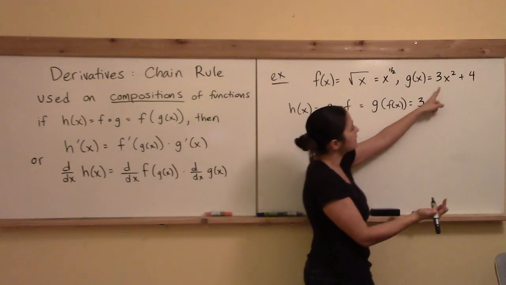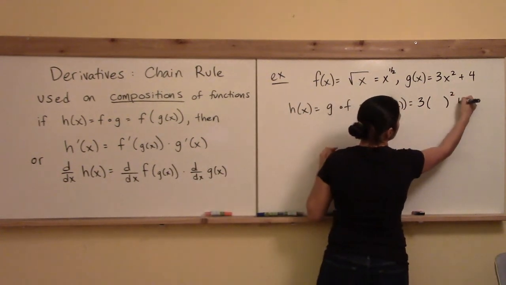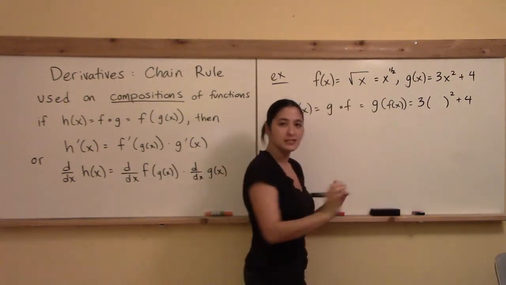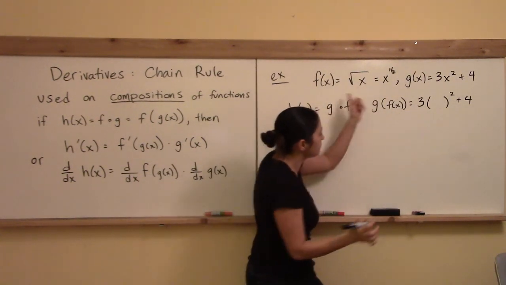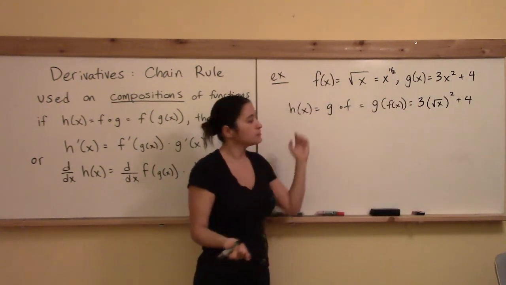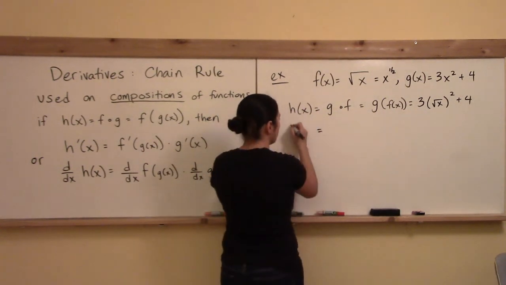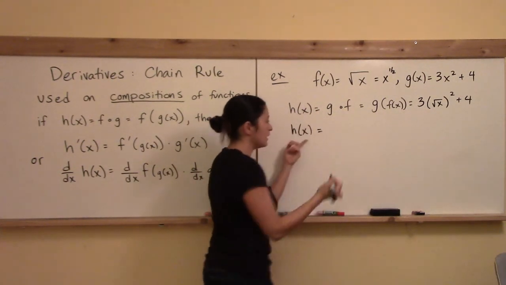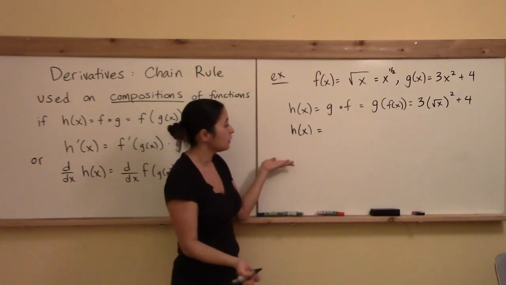So everywhere I see an x on the outer function, I'm going to open up a parentheses, and inside that parentheses, instead of putting the letter x, I'm going to put the entire statement of f of x, which for this is the square root of x. Okay, so that's g composed with f, but really you can see that that could simplify a little bit. So notice I haven't taken the derivative yet. I'm just examining the composition for starters.